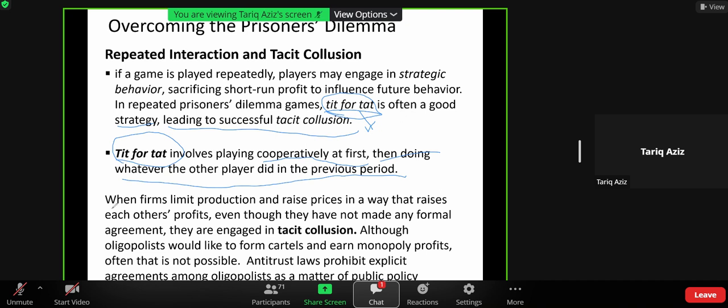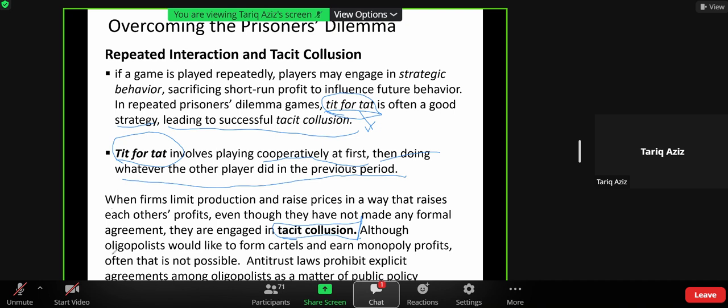So when firms limit production and raise prices in a way that raises each other's profit, even though they have not made a formal agreement, they are engaged in tacit collusion. This is called tacit collusion because the agreement is not written. There is no formal agreement, but the agreement is implicit and tacit.